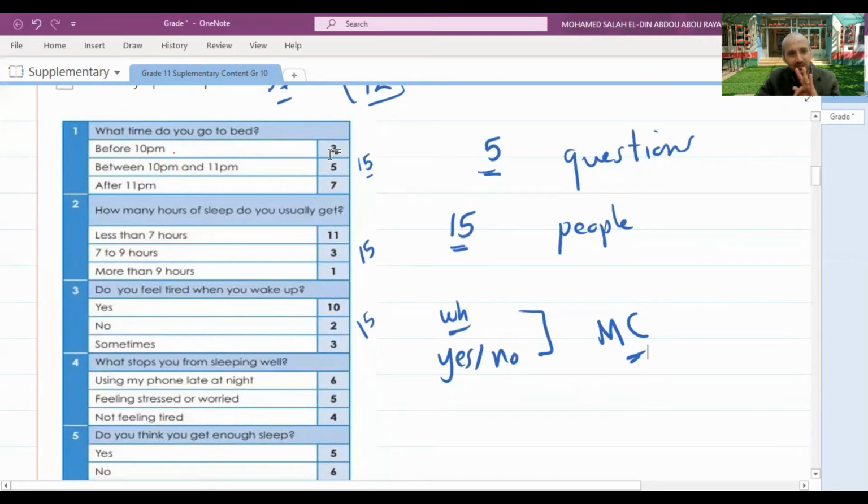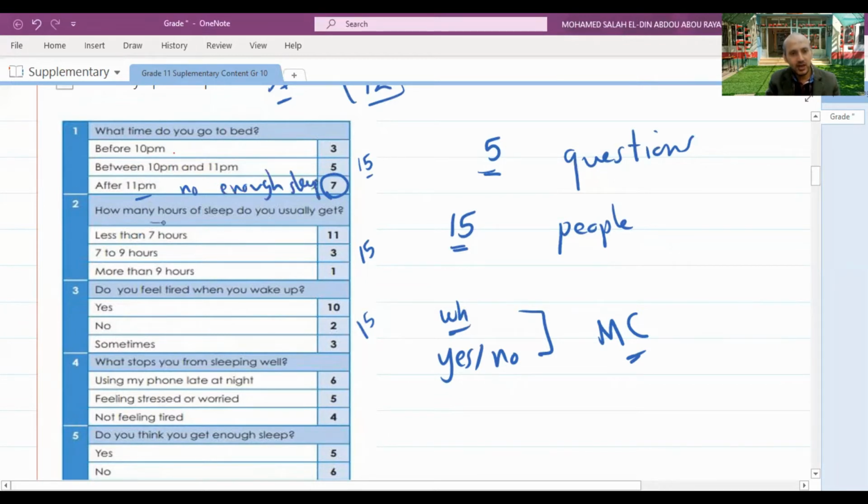3 students said they go to bed before 10. 5 said they go to bed between 10 and 11. 7 people, so almost half of them, go to bed after 11 p.m. So from these answers, we get some ideas. We get that the big number sleep after 11. So they don't get enough sleep.